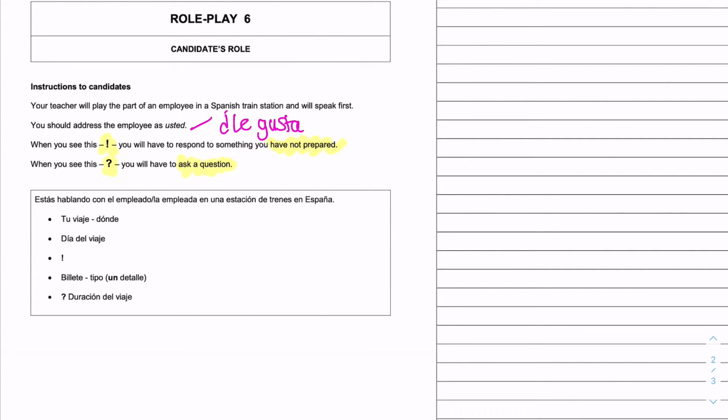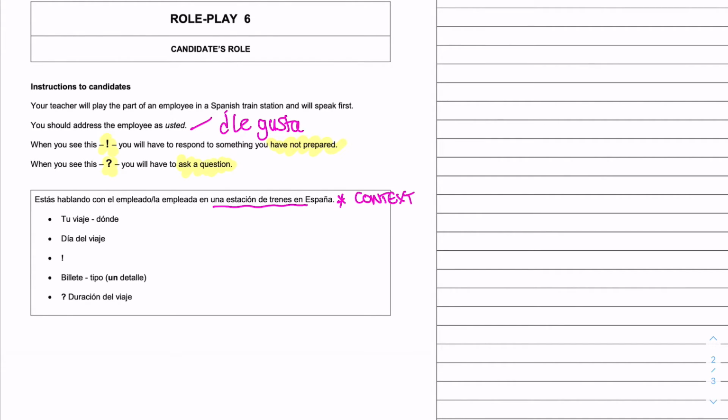So, read from my task, and what I'm going to do is I'm going to read through my context again. This context is really, really important. The reason why, if you go to a train station in Spain and you're talking to an employee in a train station, it's most likely that you're going to be traveling somewhere. So the answers that you give have to be framed in the future time frame.